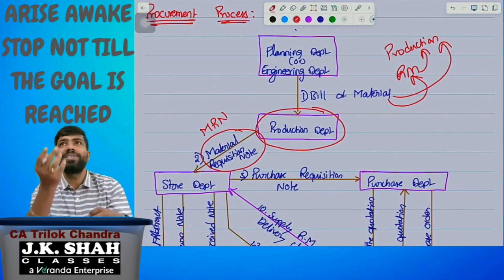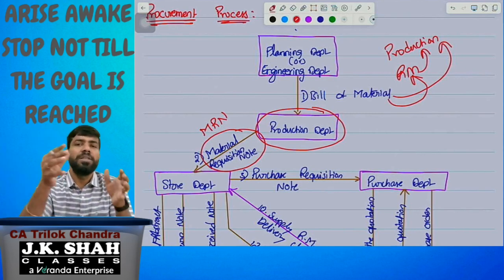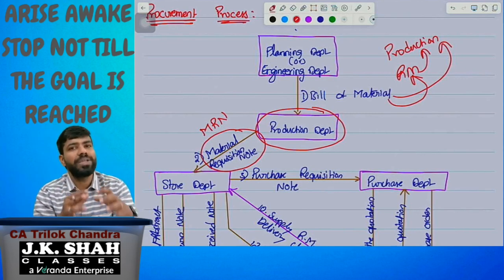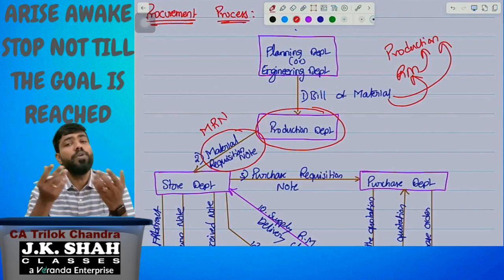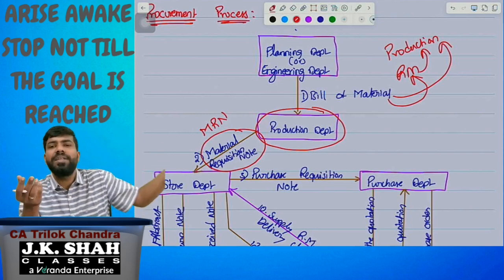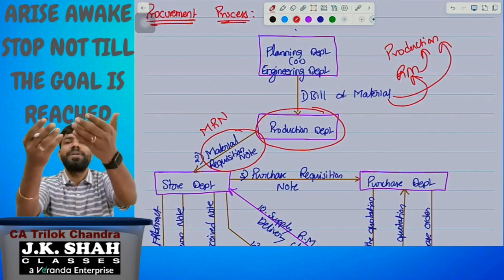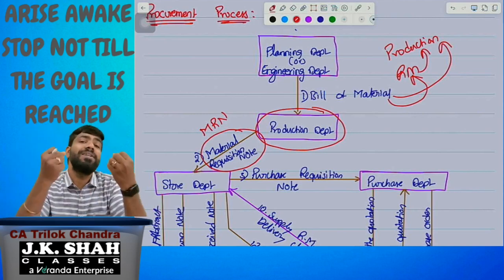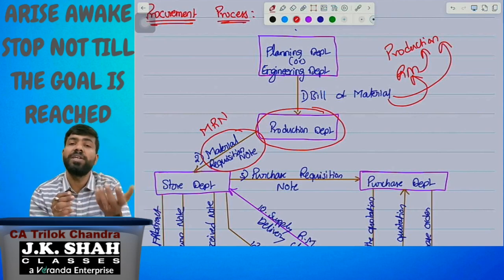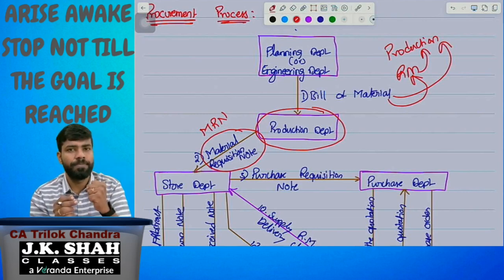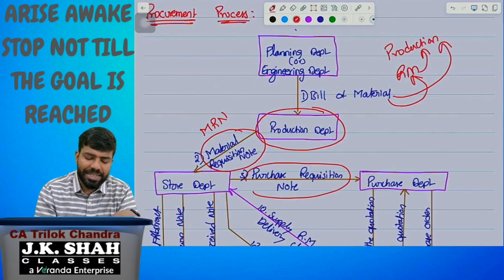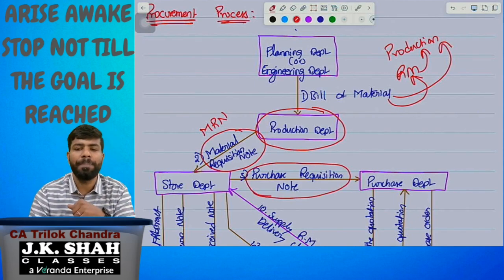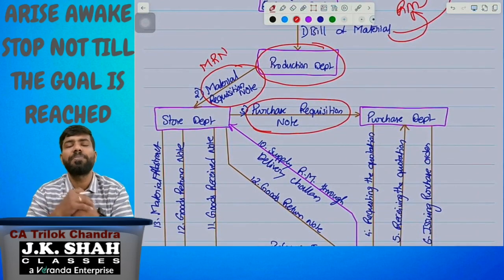Once the storeroom receives the MRN from the production department, the storekeeper's obligation is that he needs to supply the raw material. How is he going to supply the raw material? If the raw material is available in the storeroom, he will supply it. If the raw material is not available, then what does he need to do? He needs to purchase. Now what will the storekeeper do? He will be issuing a purchase requisition note to the purchase department.